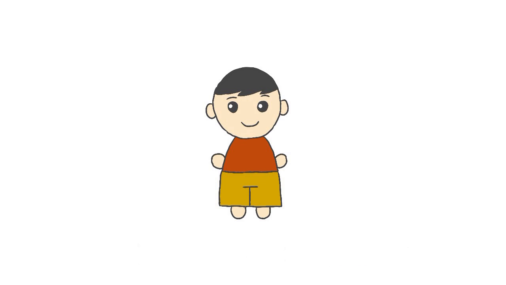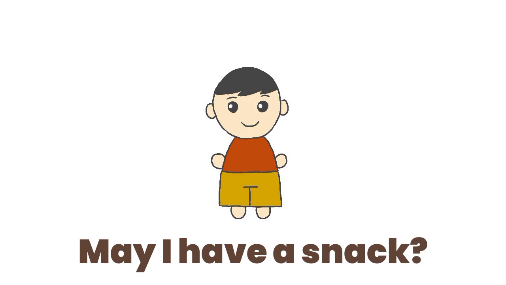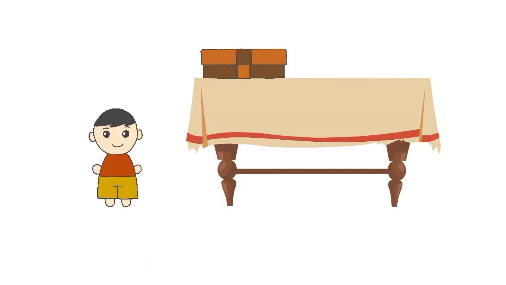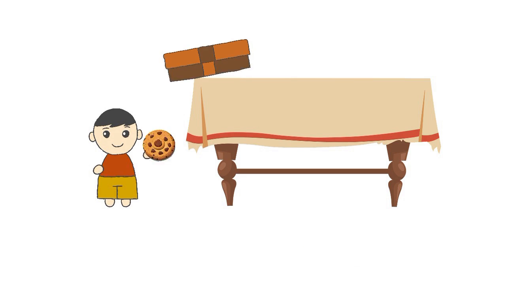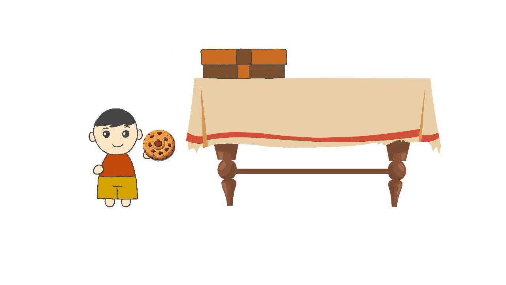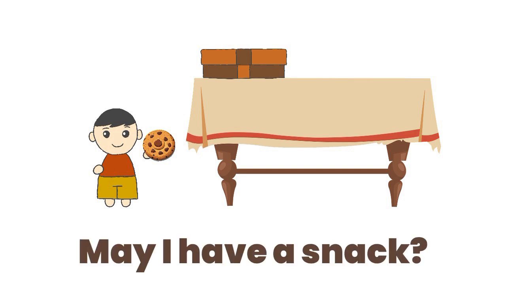Let's say it together with Bob. On the count of three, we will help Bob ask for a snack. Ready? May I have a snack? Let's repeat. May I have a snack? That was awesome! Bob asked for a snack by saying, "May I have a snack?"